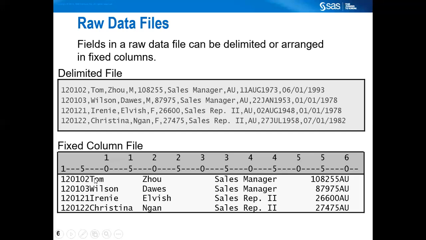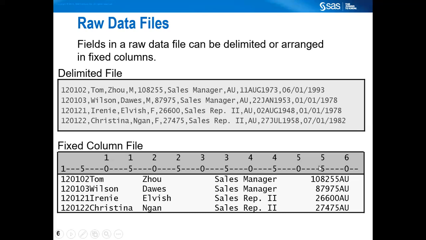Then from the 7th position onwards, the maximum length goes 7, 8, 9, 10, 11, 12, 13, 14, 15. So this is the 15th column. From 7 to 15, this is the value which may come for the first name of an employee, and so on. So this is how the raw files could be: either a delimited raw file, or a fixed column file.